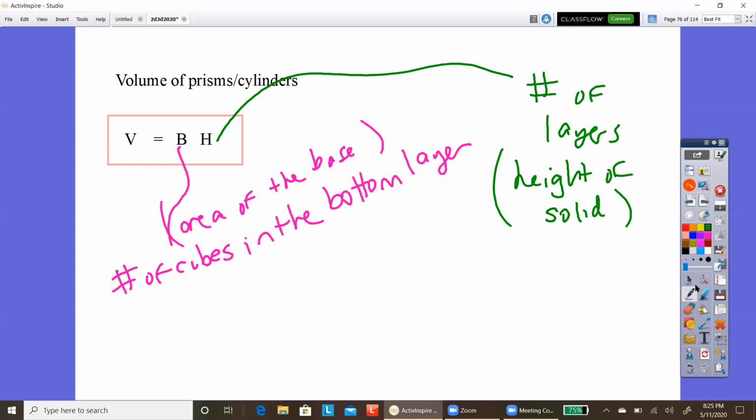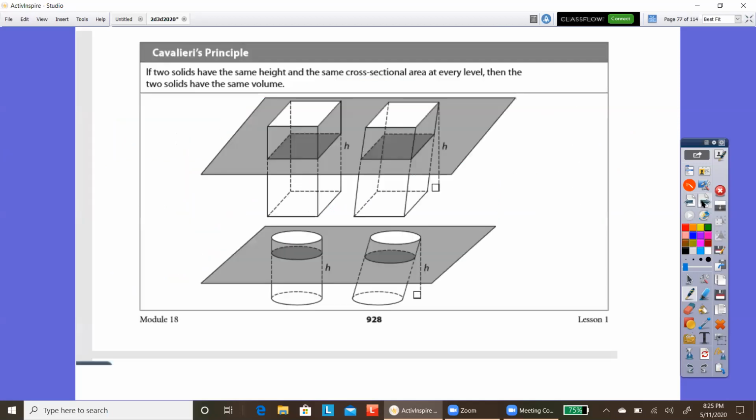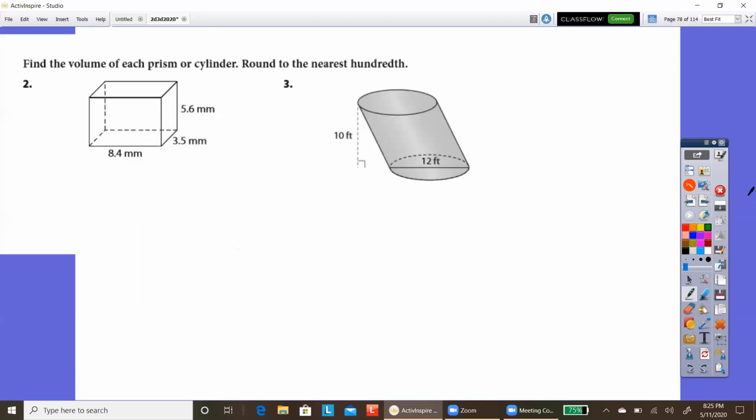Capital B tells you the area of the base, which is how many cubes there are in the first layer, and capital H tells you how many identical layers there are. So some sample problems. Oh, I'm sorry, as I was mentioning earlier, it won't matter if your solid is right or oblique as long as the height is the same and the number of cubes at every layer is the same. It won't matter if it's right or oblique, the volume will still stay the same. That's called Cavalieri's principle.